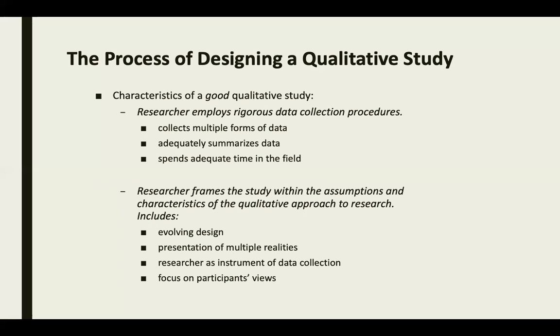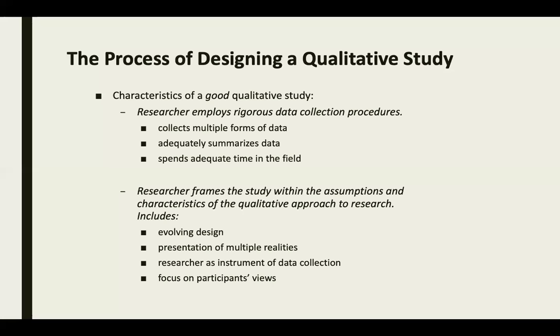The researcher frames the study within the assumptions and characteristics. And I think assumptions is a nice way of putting limitations. So you can say, well, this approach is based on the following assumptions. So it means then if there are criticisms raised, you can say, well, okay, if we go back to our assumptions, we are obviously conscious of criticisms or limitations.